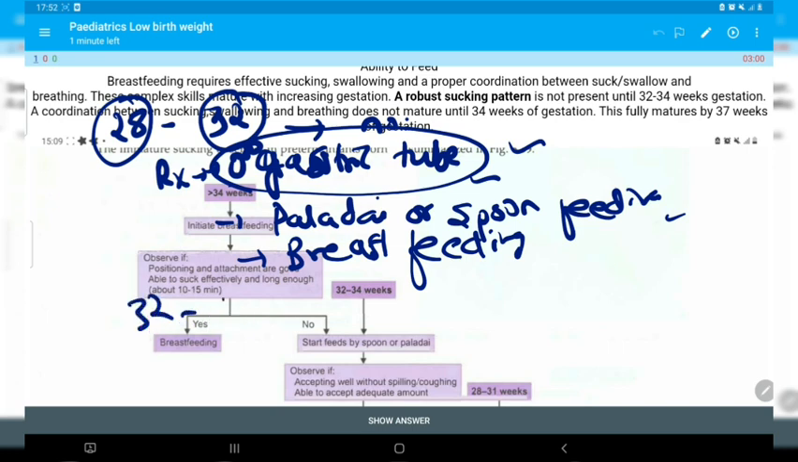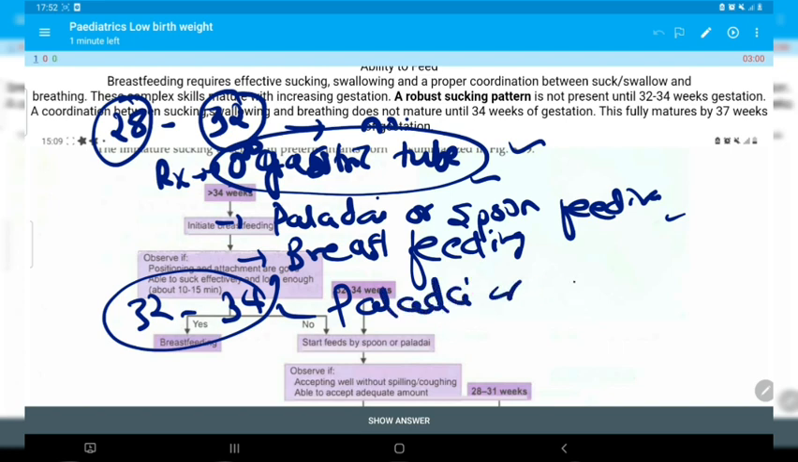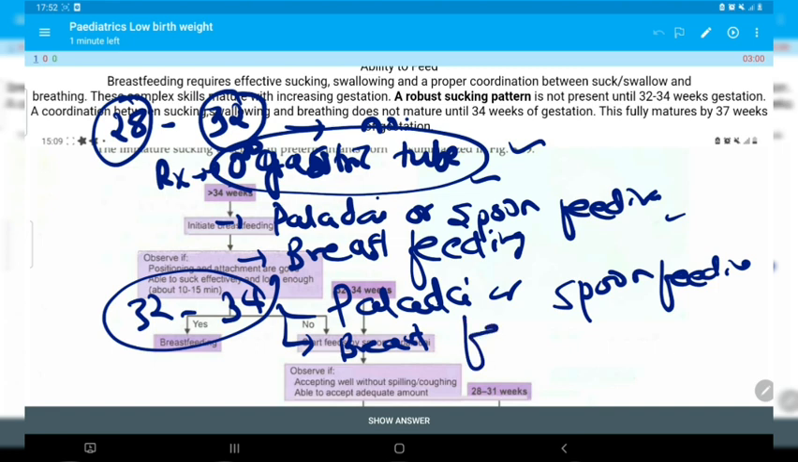If the baby is 30 to 34 weeks, initially we can do paladai or spoon feeding. When we reach 34 weeks, we can do breastfeeding, and we check the sucking, swallowing, and breathing patterns. These three things are compared, and then we can give paladai or spoon feeding and then breastfeeding. After 34 weeks we will check the case first and begin breastfeeding. If there is adequate sucking, swallowing, and breathing, we can give breastfeeding. So the same can be listed here.